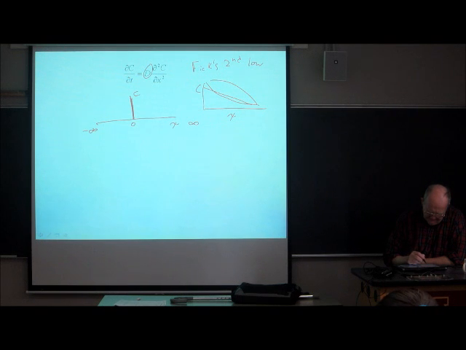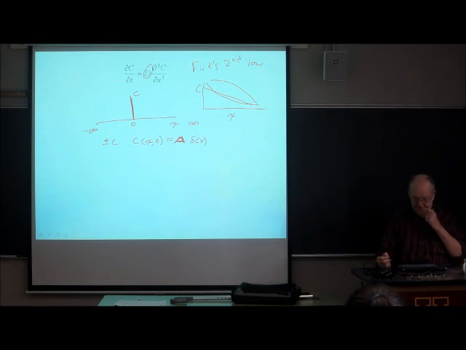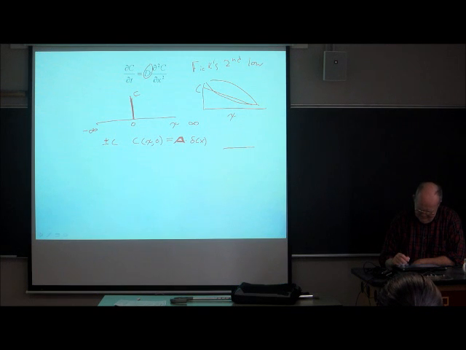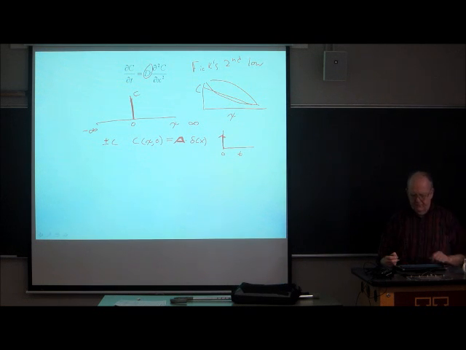So my initial condition, my IC, so-called initial condition, is that C at any x at zero time is equal to the strength of the impulse of sample times the Dirac delta function of x. The delta function is an impulse. It's an infinitely narrow pulse of sample at x equals zero.